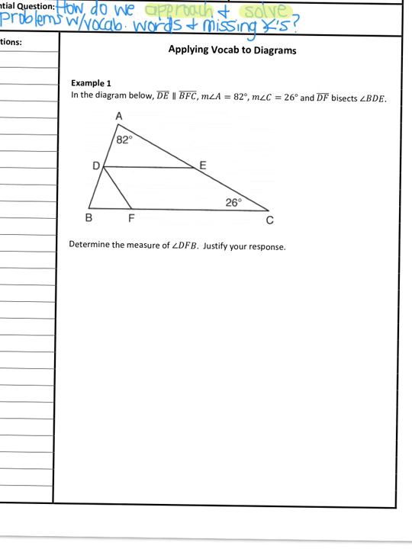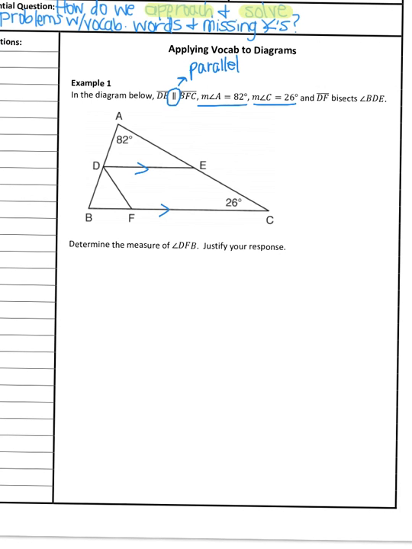in the diagram below, DE, this symbol right here, those two lines next to each other, means parallel. So DE is parallel to side BFC. I'm going to put those little parallel arrows on that line. And BFC, when they use three letters, that just means that it goes through 3 points like that. BFC on the bottom. The measure of angle A is 82, which is labeled on the diagram. The measure of angle C is 26, which is already measured on the diagram.